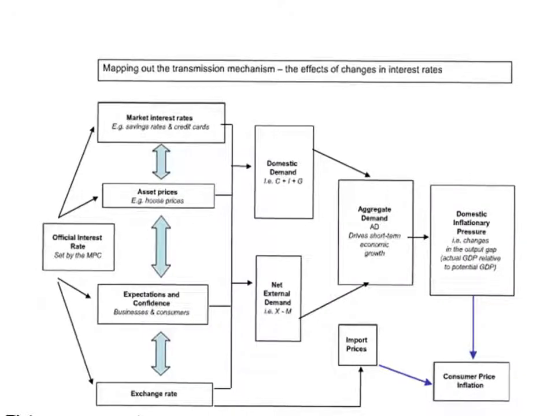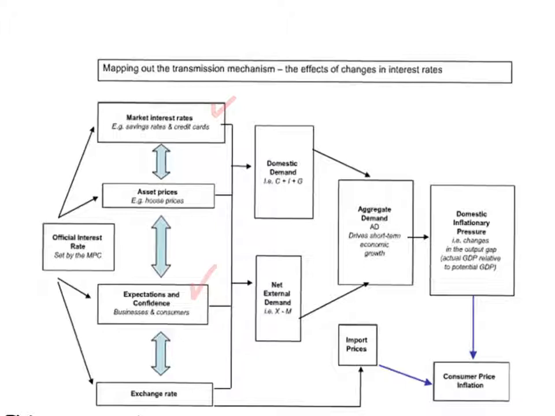So this is the diagram of the transmission mechanism, showing how the official interest rate set can have an impact on the rest of the economy. Now, I'm not going to look at every single one of these in this video. I'll do a couple of videos based on this, but the one that I'm going to focus on is this one here, market interest rates. And I'll also tap in a little bit on expectations and confidence.